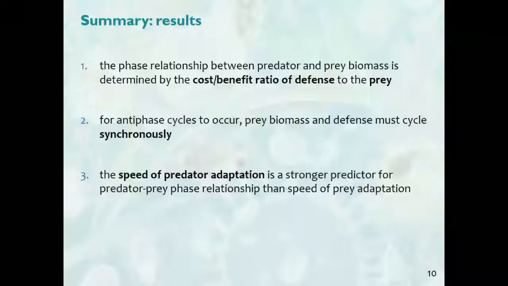The first two are my main results, but I would like to draw your attention to number three. The speed of predator adaptation may be a stronger predictor for the predator-prey phase relationship than the speed of prey adaptation, which, given the fact that most of the models and experiments have been done only on prey adaptation and have left out the predator entirely, I think that the time is long past that we start looking at adaptation on all trophic levels together.